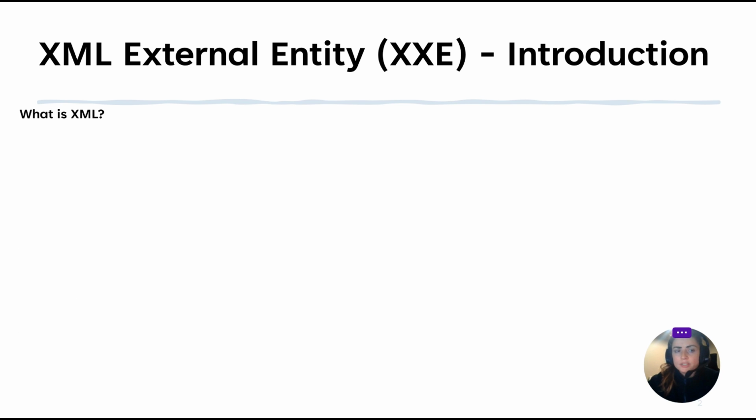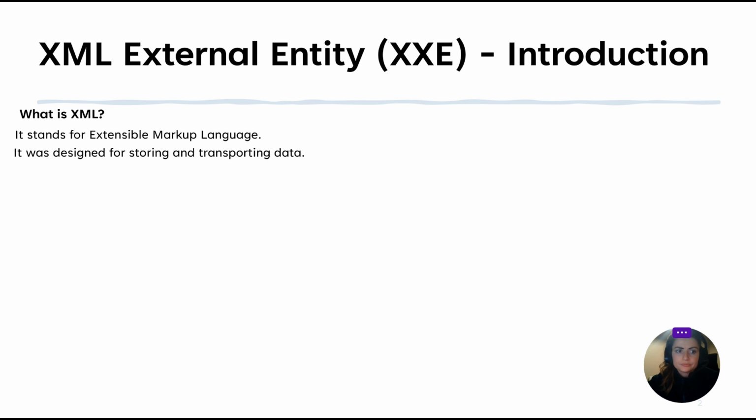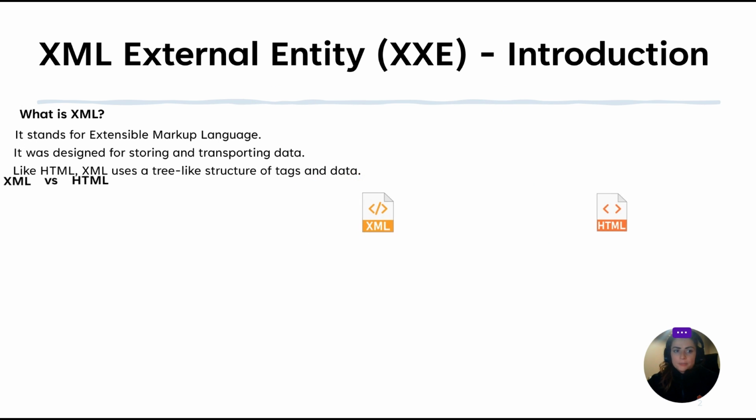Before starting with explaining what XXE is, we should first explain what XML is. XML stands for Extensible Markup Language. It was designed for storing and transporting data. And like HTML, XML uses a tree-like structure of text and data. It's also human readable and machine readable. XML is just information wrapped in text.